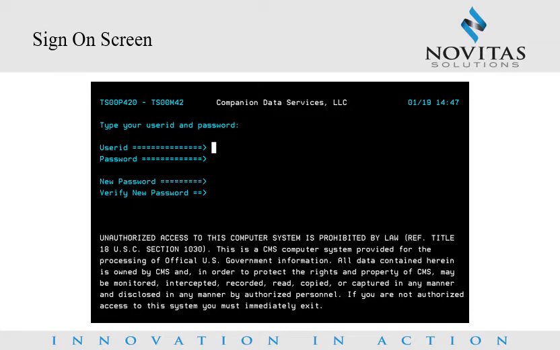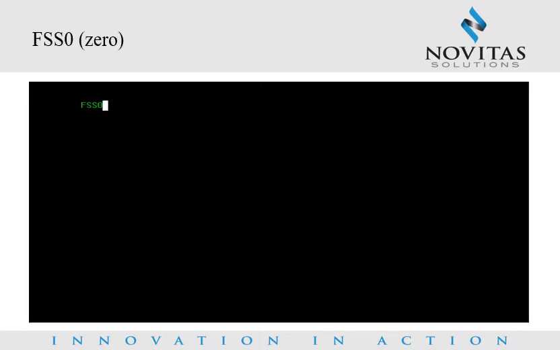Sign-on screen. Seen here is the FISS sign-on screen. Enter the RACF ID assigned to you and the creative password you came up with. After you hit enter, you will see a blank screen. You will type FSS0 to prompt access to the FISS application.